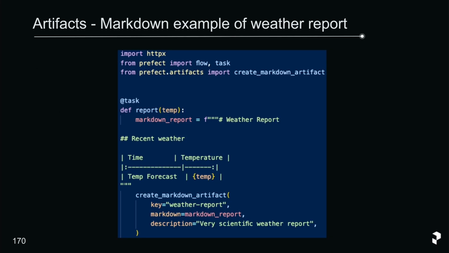Here is an example of how to generate a markdown report from a Prefect task. You can find examples of generating artifacts in the 103 folder of the GitHub repository for the course. So as you can see here, we are creating a little weather report, and it is going to take into account the time and temperature.